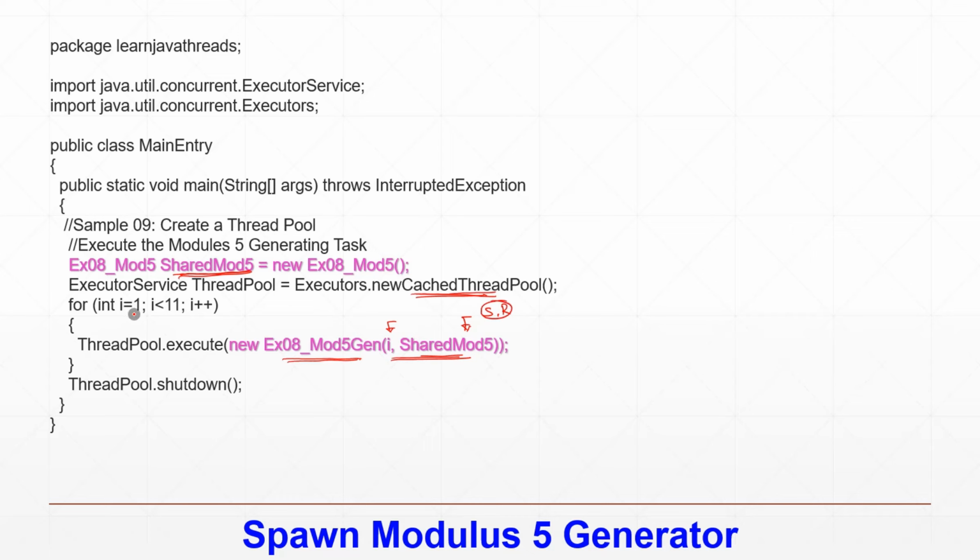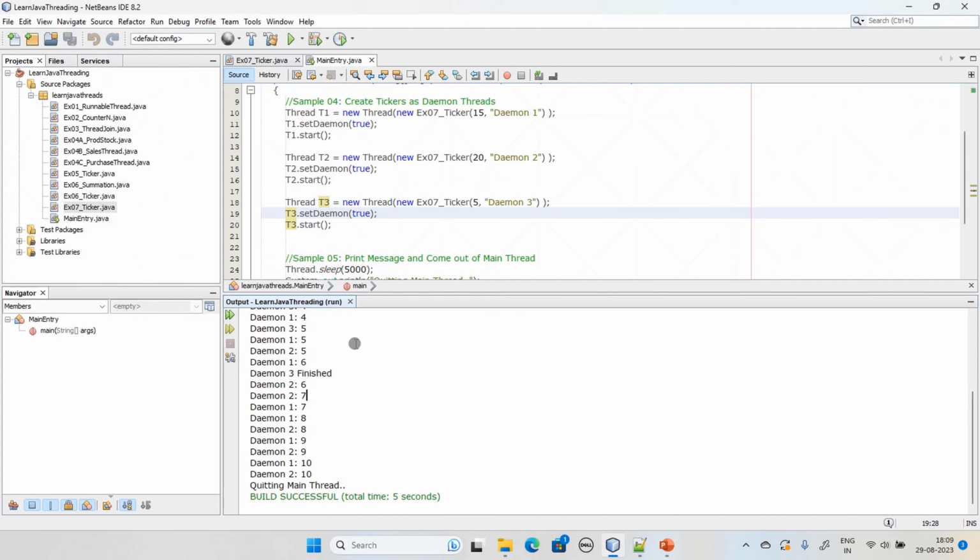And if you see, the loop runs from 1 to 10, that means there will be 10 mod 5 gen threads here, and all 10 threads run in parallel and try to print the number, I mean the modulus number.